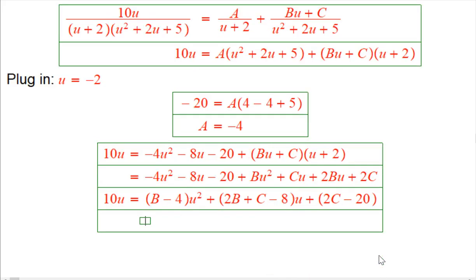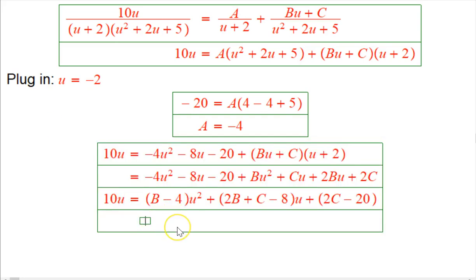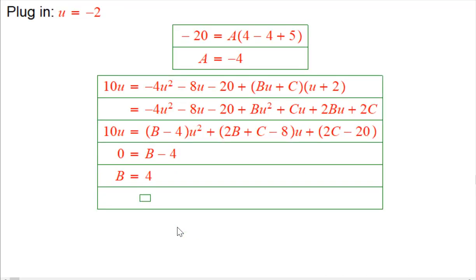Okay, so now we can equate coefficients. There is no quadratic coefficient over on the left, and so that is nice. It's saying b0 equals b minus 4. Hey, good. We got b equals 4. We're good on that.